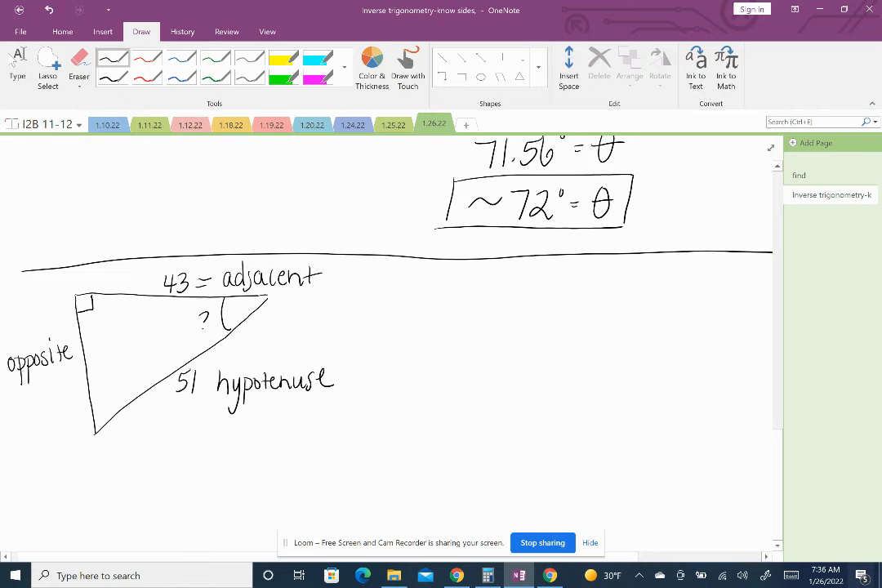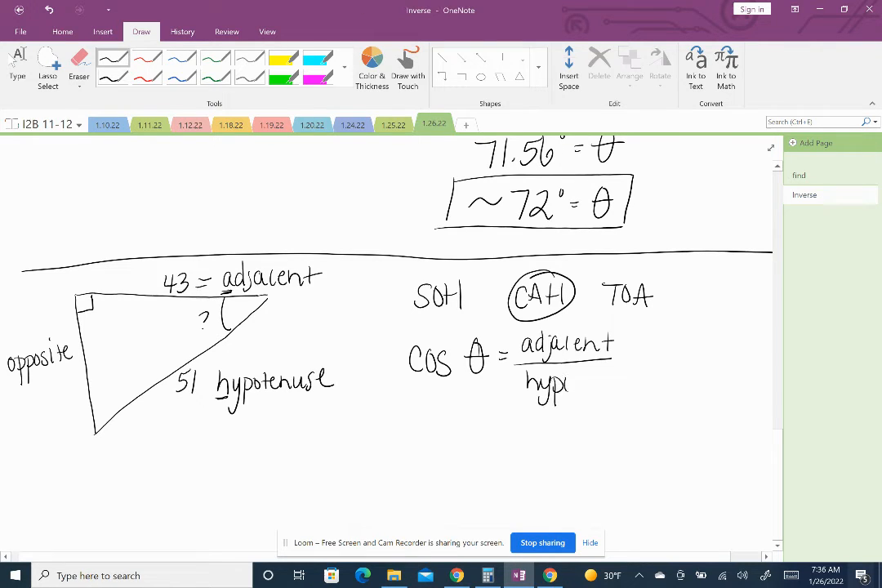Okay, so I have an adjacent A and a hypotenuse H. I don't know my O. So SOHCAHTOA, it's going to be this cosine right here. So cosine of my angle is equal to the adjacent over the hypotenuse. And then cosine of my angle, and that value is 43 over 51.